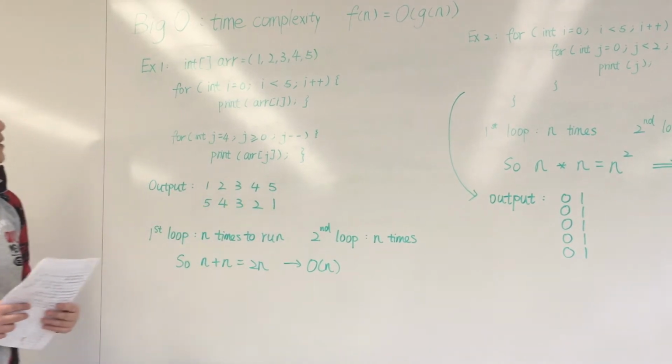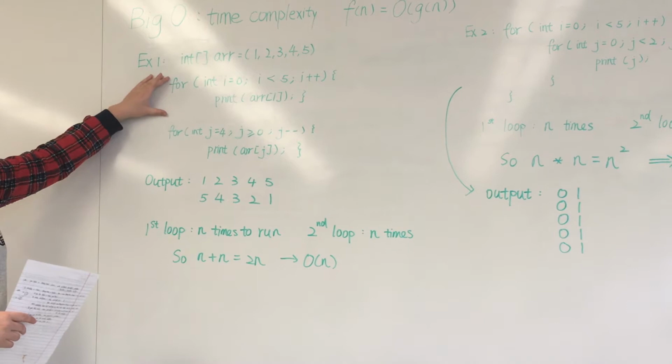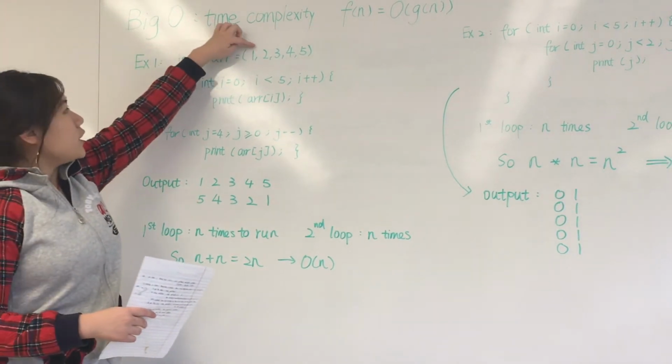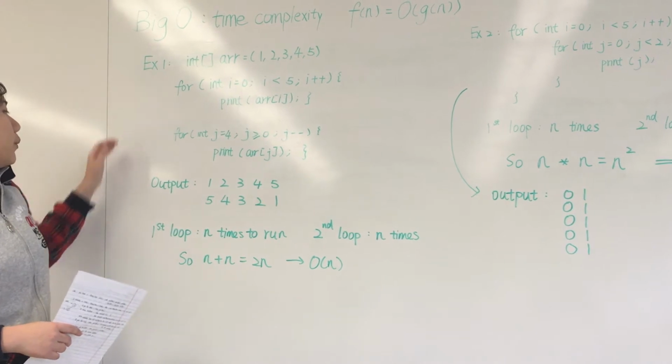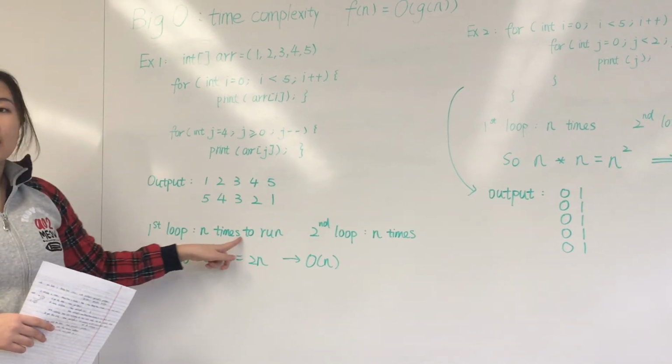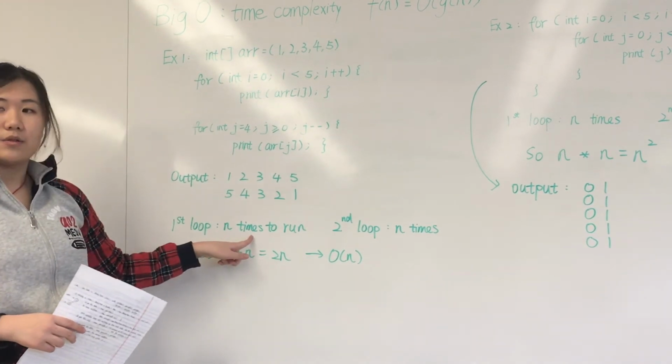And if we analyze the big O of it, let's first look at the first for loop. The first for loop will loop through each element in this array and print this out. So we know that the first loop takes n times to run. Since we have 5 elements, it takes 5 steps to run.